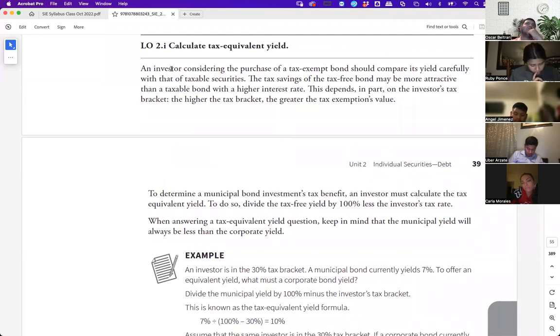All right, now here talks about an investor considering the purchase of a tax-exempt bond should compare its yield carefully with that of taxable securities. So anytime you look at municipal bonds, these are pretty much tax-free. Any income that you get from it, you won't get taxed on it.